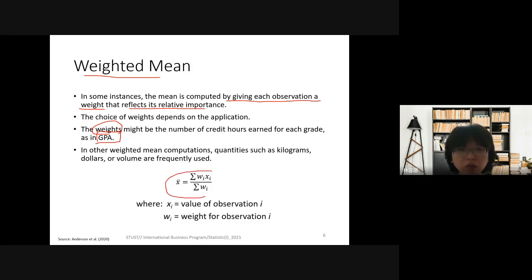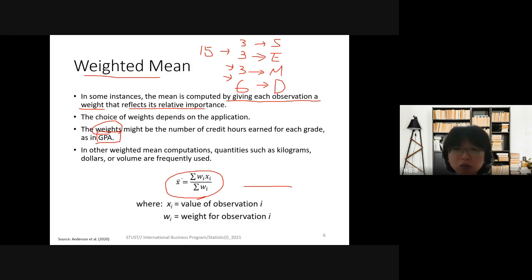So how to calculate the weighted mean? For example, in this semester you get 15 credits because you take 3 credits from the statistics course, 3 credits from the English course, 3 from music, and 6 credits from the design course, for example.